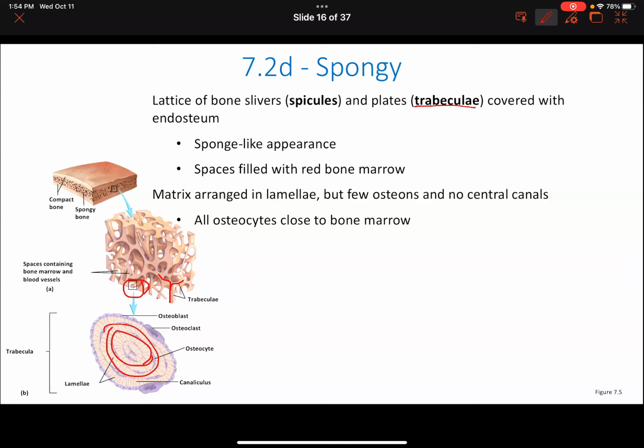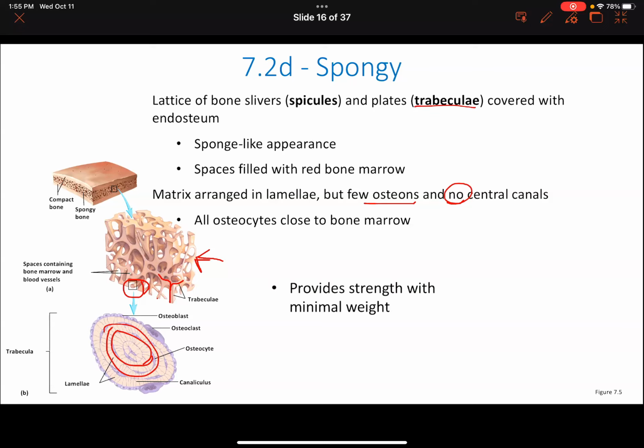But there are fewer osteons in spongy bone, and there's no central canal, so that's really important. There doesn't need to be a central canal in spongy bone because you have all of this space here that is filled with red bone marrow in a lot of cases, and so the nutrients can easily reach the osteocytes as opposed to compact bone. So in this case, all the osteocytes are close to the bone marrow.